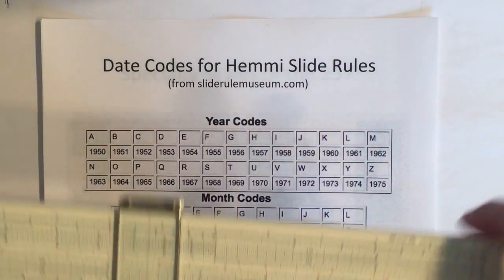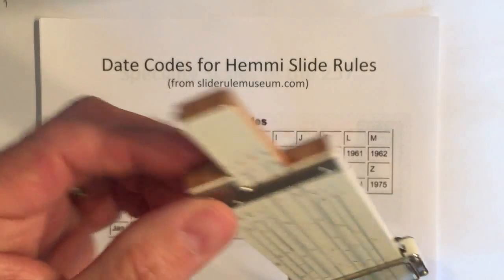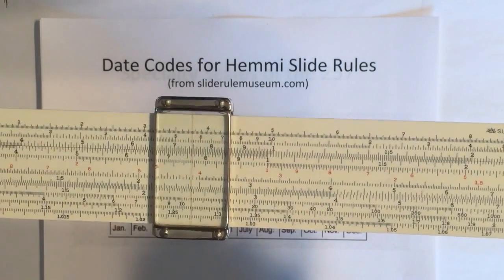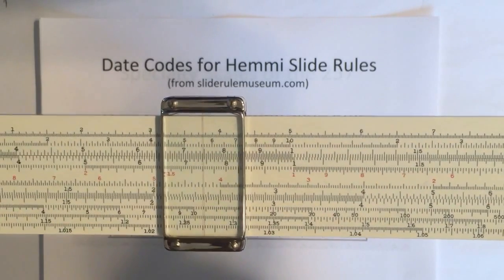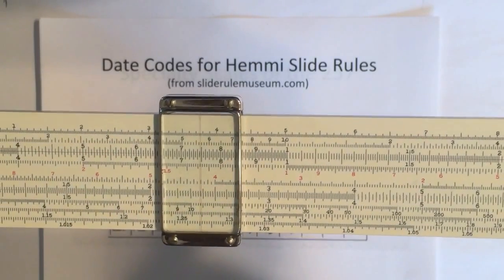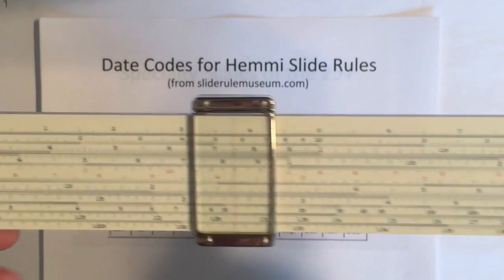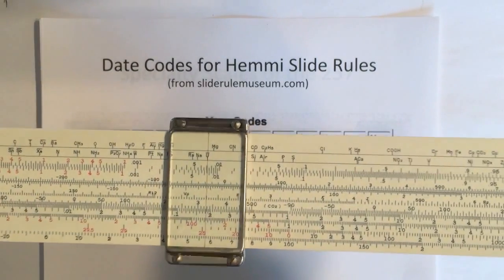Like most of the Hemmi slide rules, it's made out of bamboo, a very stable product, slides very easily, just feels very high quality. And I'm not sure what the cost of these were when they first came out, but I've got a feeling they were pretty expensive. At least the specialty ones were. Maybe the standard Hemmi slide rules were comparably priced with K&E or some of the others, but it's a very good slide rule.